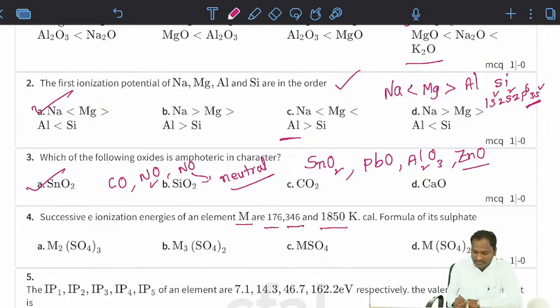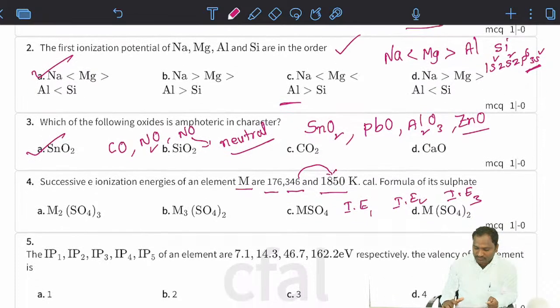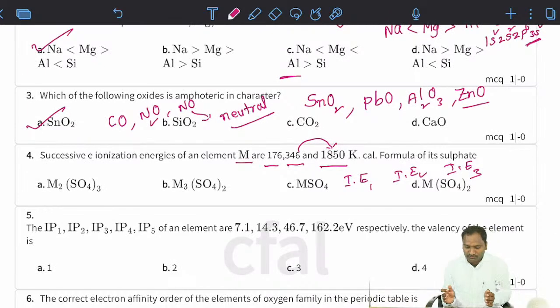Okay, students, like these questions, if they give IE1, IE2, IE3, just observe where sudden jump happened. Here 176 to 346, almost doubled. 346 to 1850, here there is much difference in energy. When we get sudden jump, students, if we are removing electron from stable electronic configuration, that time only ionization energy suddenly increases.